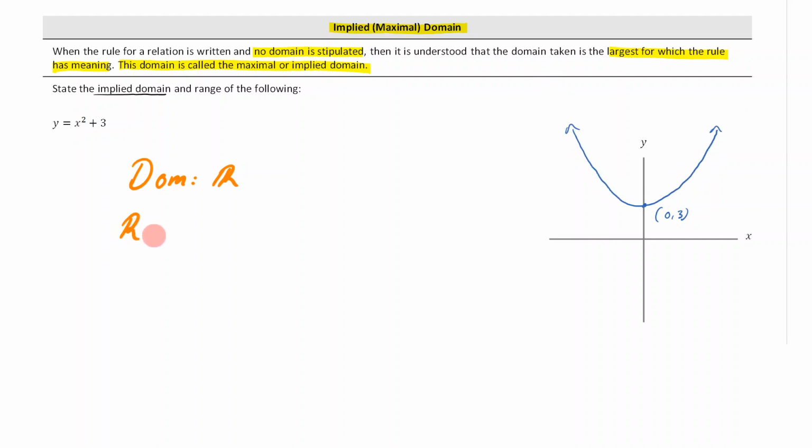My range is going to be what? Remember, your range is your y values. And as you can see, my smallest possible y value is going to be 3. And then it just goes on for infinity. It just keeps going up. So the implied domain in this case is all real numbers. And you can see that by giving a sketch and just understanding how this is working.